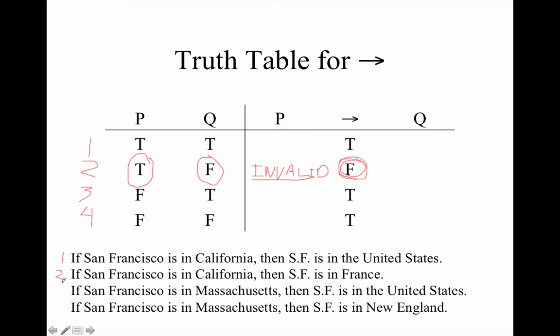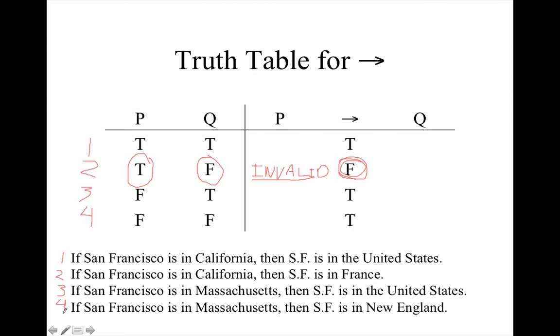We'll read through those together, and what I'm going to ask you to do is to rely on your ordinary understanding of implication as well as your content knowledge. So we'll read through each and then we'll break them apart. If San Francisco is in California, then it's in the United States. If San Francisco is in California, then it's in France. If San Francisco is in Massachusetts, then it's in the United States. And if San Francisco is in Massachusetts, then it's in New England.